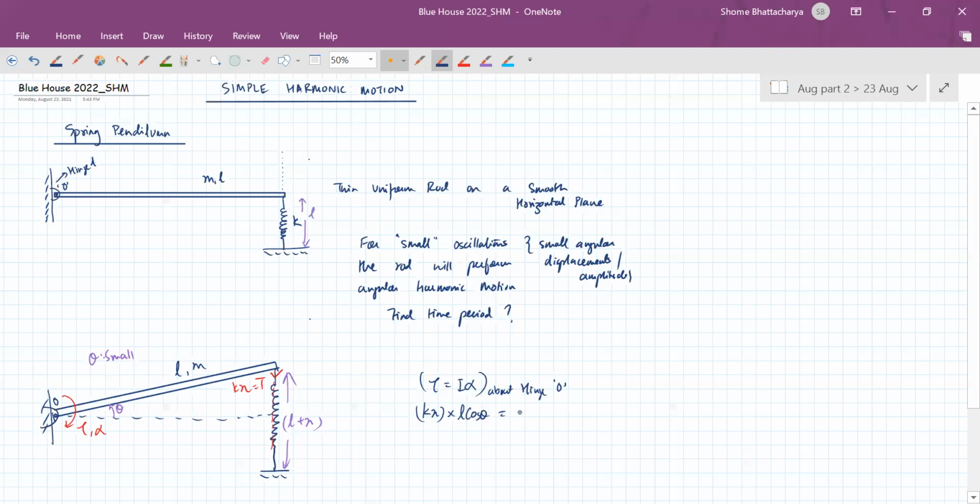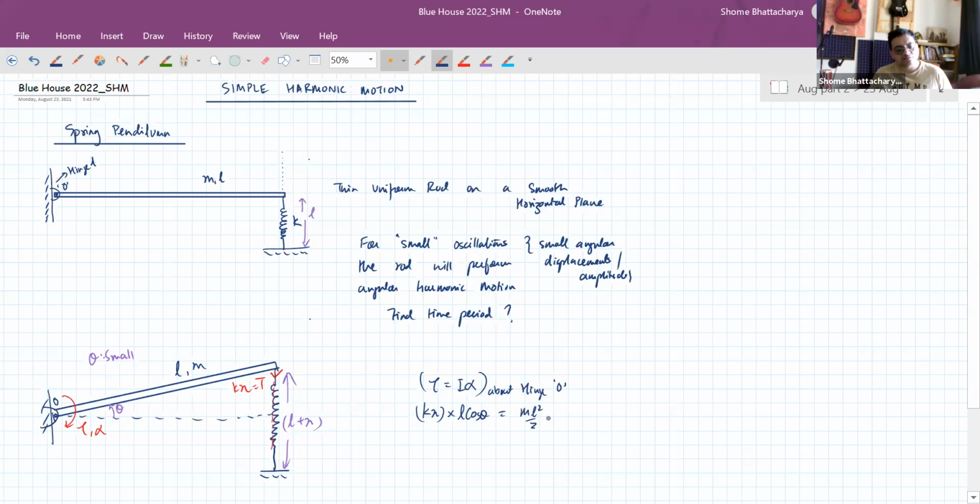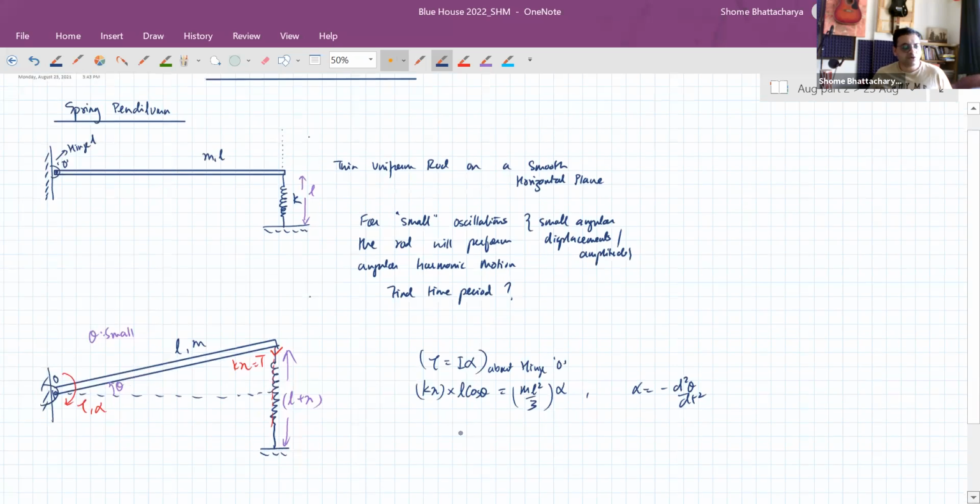So this is the torque, and this should be equal to ml square by 3, being a thin rod, times alpha. And in this case, again, alpha is negative of d2 theta by dt square because of that sense of it being opposite. It's restorative.